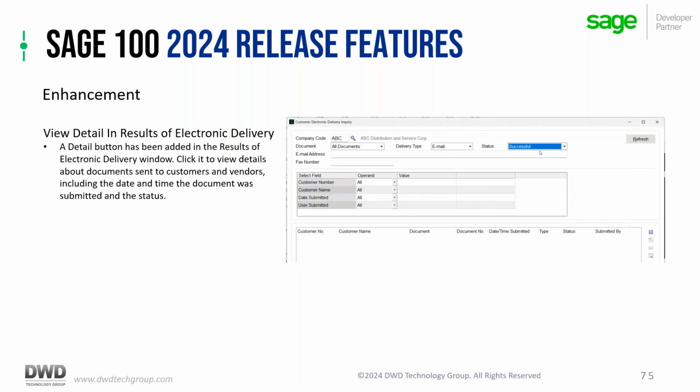A few details on the results of electronic delivery. The detail button has been added, and you can click it on a document, and it tells you the date, time, what the status was, when it was submitted, etc. Now, this is always a thing.